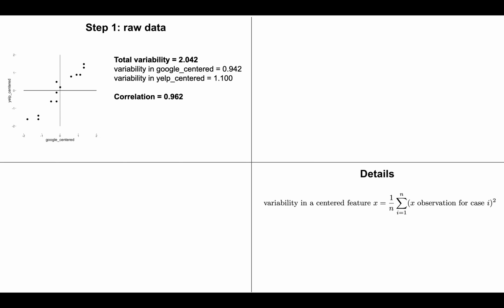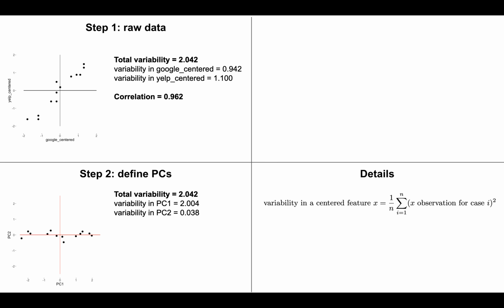In the second step of our analysis, we transformed our original two features into two principal components, the first and the second component. For simplicity, I've rotated that data here. Nothing has changed in the data itself, just our point of view of the data. All of the original information is still preserved. In fact, the total variability across both principal components is still 2.042, the same as it was before. However, the composition of this variability is different.